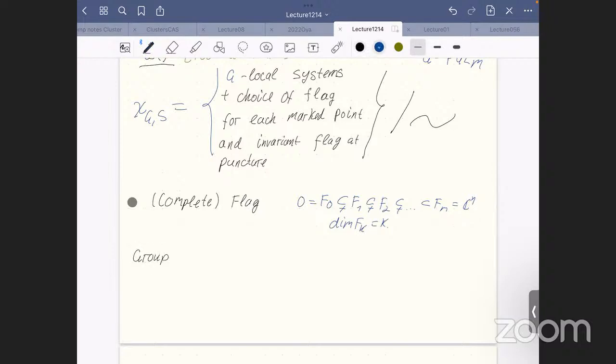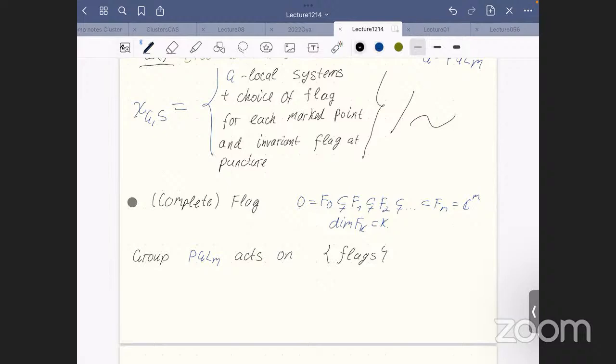Our group PGLm acts on the set of all flags. Indeed, GLm acts on our vector space Cm. Hence, GLm acts on the set of flags, mapping any flag to some other, and clearly this action on the set of flags doesn't depend on the action of the center. So PGLm acts naturally on the set of flags.